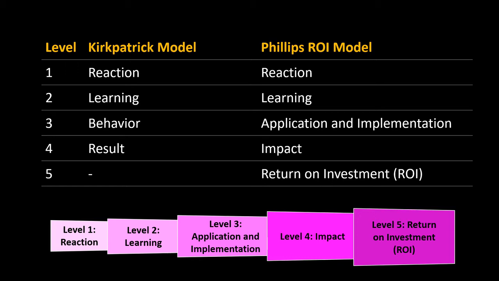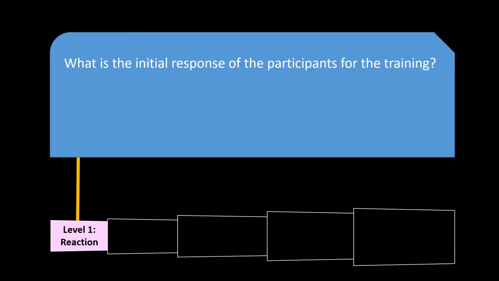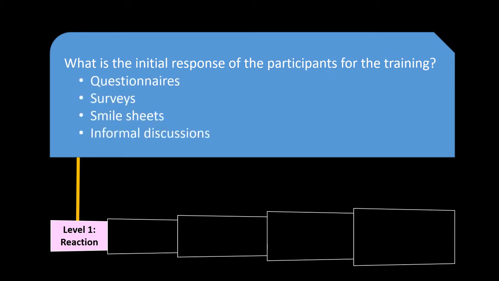Next, let's see what happens in each level of Phillips ROI model for training evaluation. Level 1, Reaction measures the initial response of the participants for the training. Did the participants feel the training was useful? Was the training of good quality? Were the participants happy to be part of the training? Were they excited or were they dejected due to the training? All this is generally measured at this level through questionnaires, surveys, smile sheets, or informal discussions.